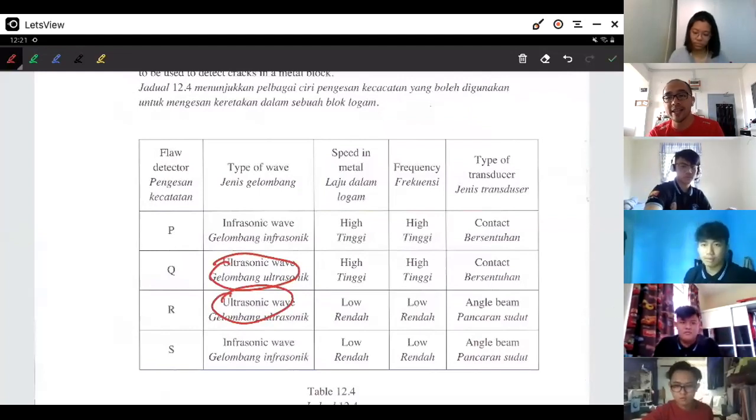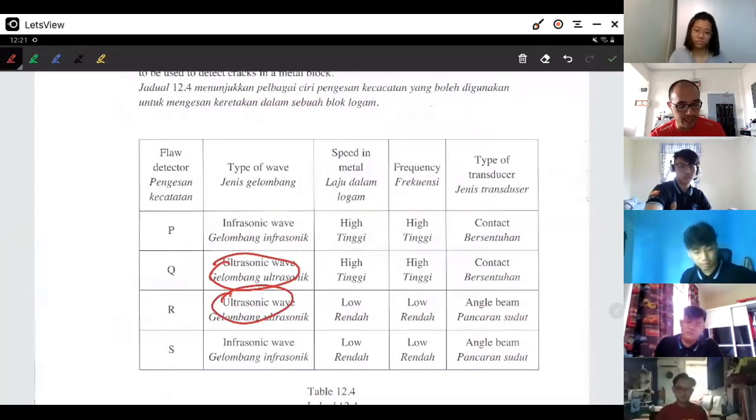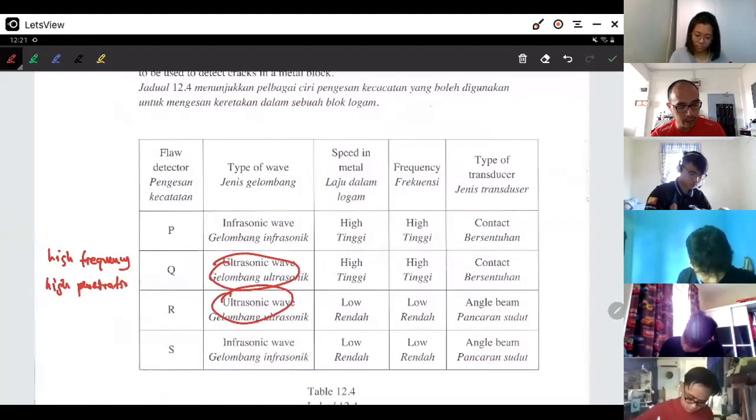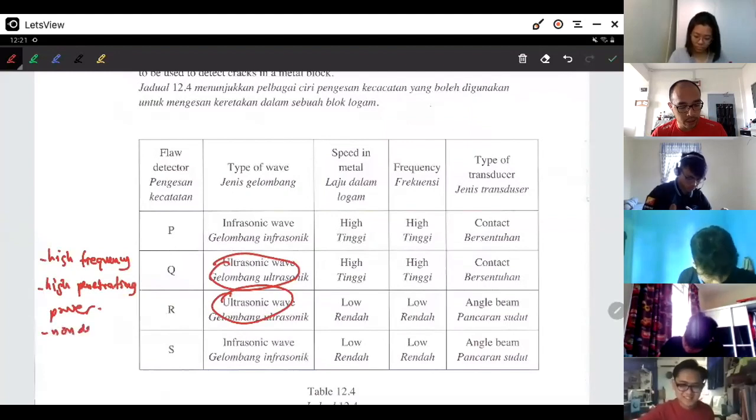This why is always the problem, right? High frequency. High penetrating. High frequency. Okay, you can say high frequency, or high frequency usually comes with high penetrating power. Yeah, penetrating power. It can penetrate more strongly. Okay, you can also say it is non-destructive.